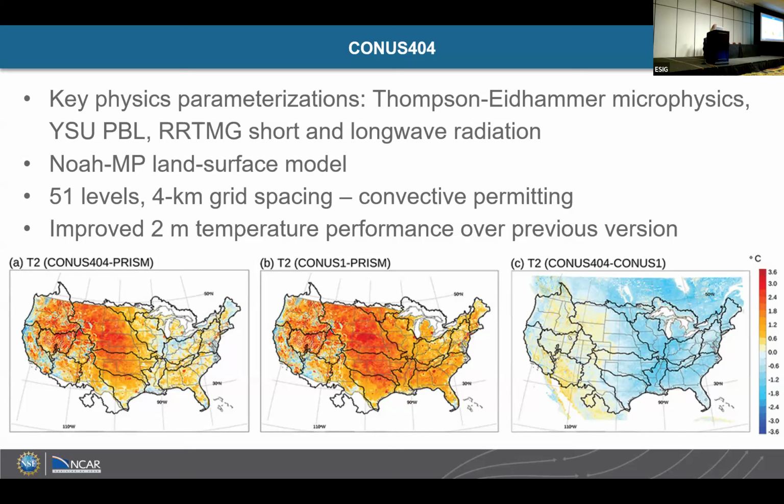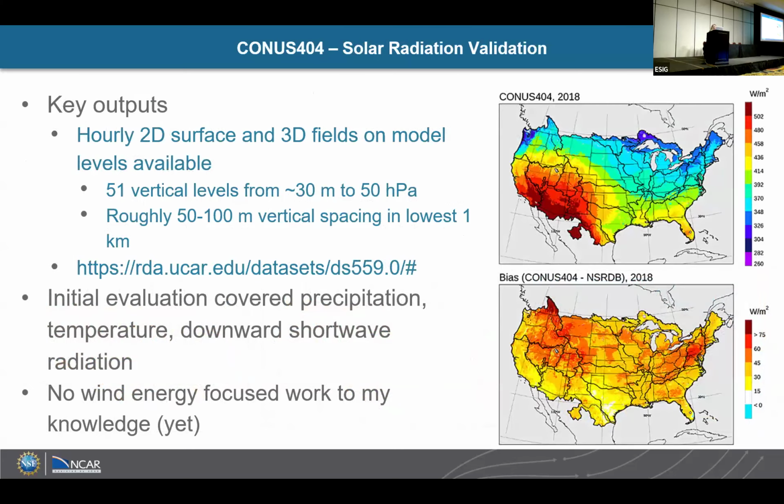And they've done reanalyses over the years. This one is better than the last CONUS one. Here we're looking at the 2-meter temperature, comparing it to the PRISM observational data set, considered one of the best observational analyses, where you're basically trying to grid all the observations available. And we see that we have improved on the last version in terms of temperature.